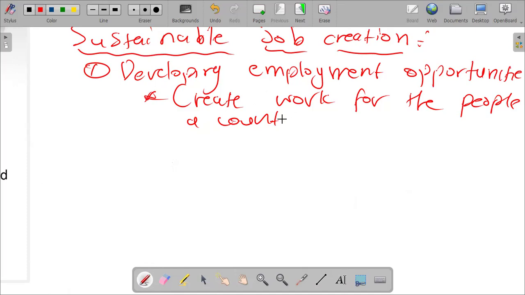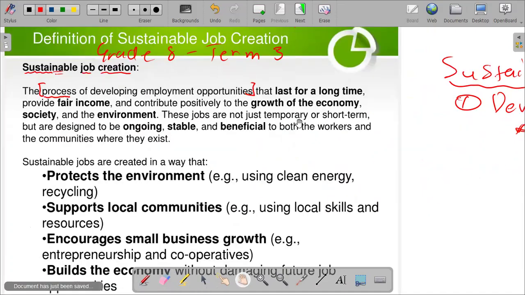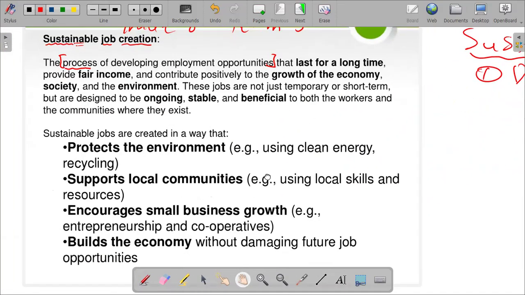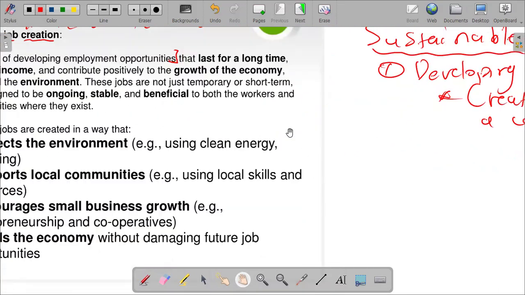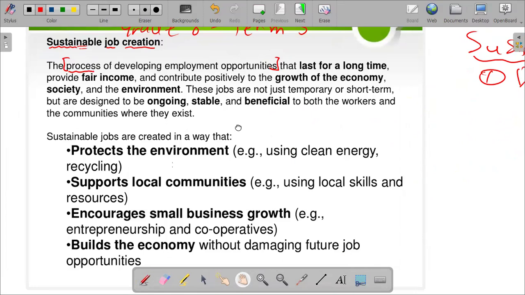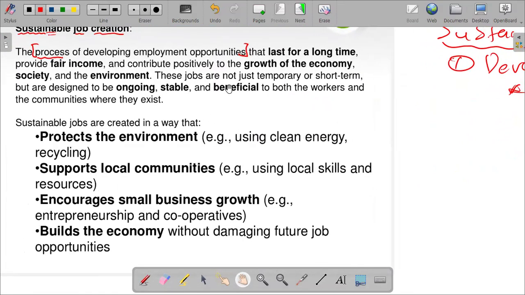So sustainable job creation, number one, is that we develop employment opportunities. What does it mean? It means that we are creating work. So that's the first characteristic of what sustainable job creation is. Number one is that we create work for the people of a country. As we develop these employment opportunities, they must last for a long time, and they must provide fair income. They must also contribute positively to the growth of the economy.